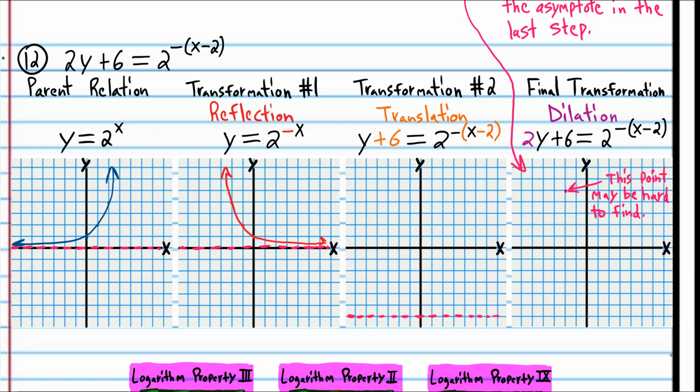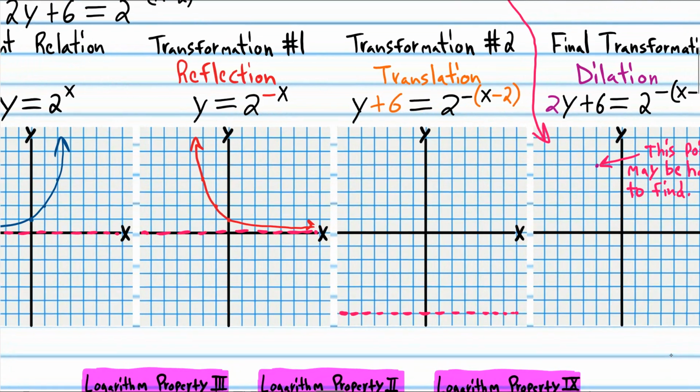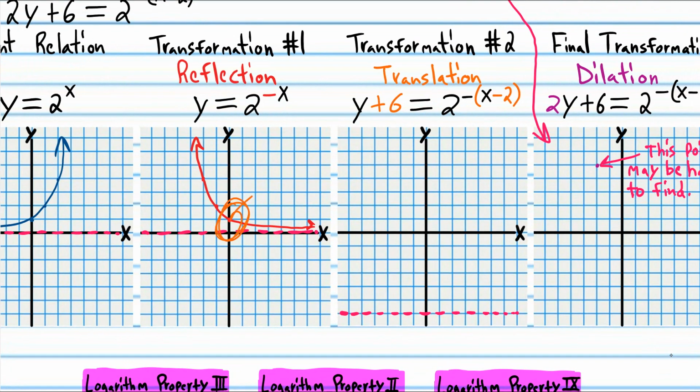So there's our asymptote. So let's take a reference point, (0, 1). That's going to be moved 2 units to the right, 1, 2, and 6 units down, 1, 2, 3, 4, 5, 6. So that's that point there. And then we can just use that point as a reference. Go up 2, to the left 1. And we may be able to find another point here, but we'll see.